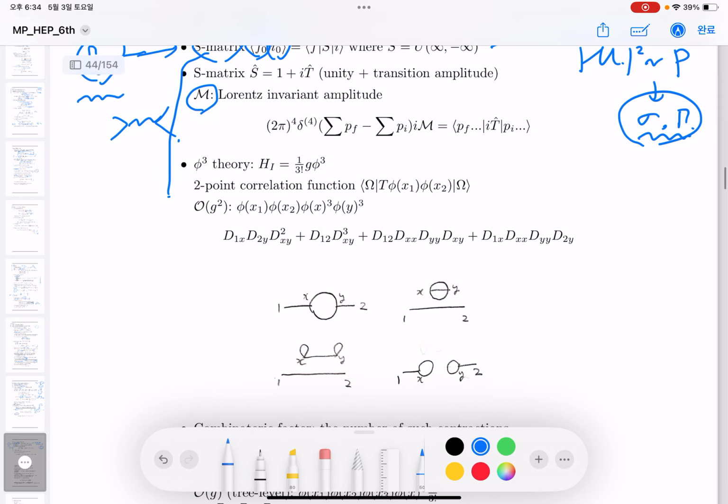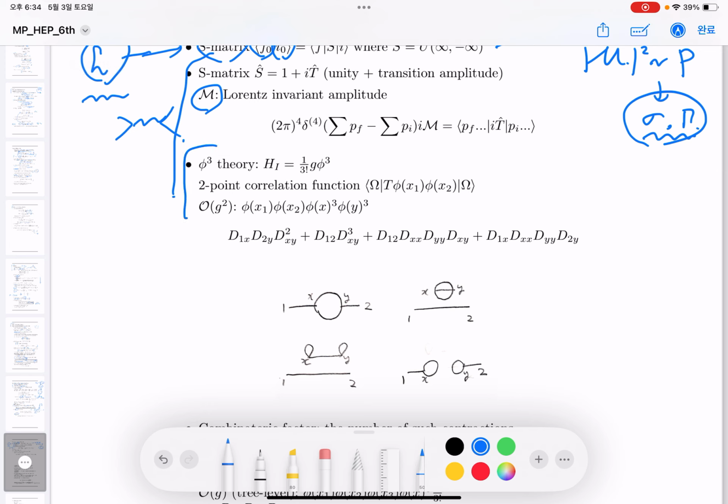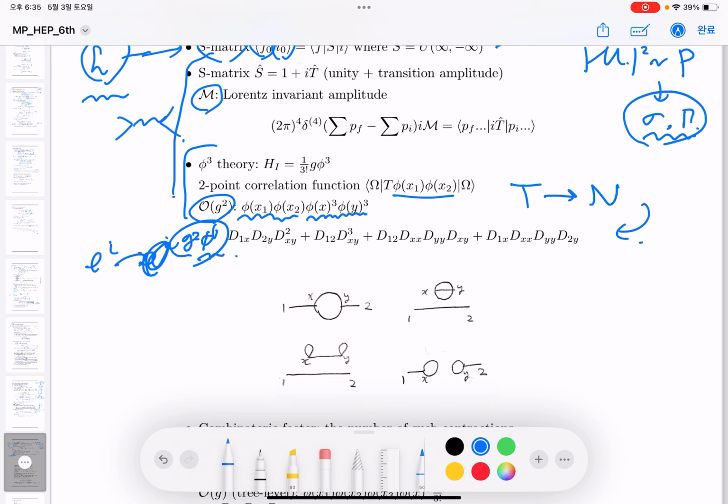For example, take the phi-cubed theory as an example, and if we consider 2-point correlation functions here, then at order g-squared we have such a form. From the expansion of the exponential factor, that gives g-squared over 2, and there are the two external fields and the six multiplications of the internal fields. And if we convert from time ordering to normal ordering, then the remaining terms are the contractions of all possible ones.